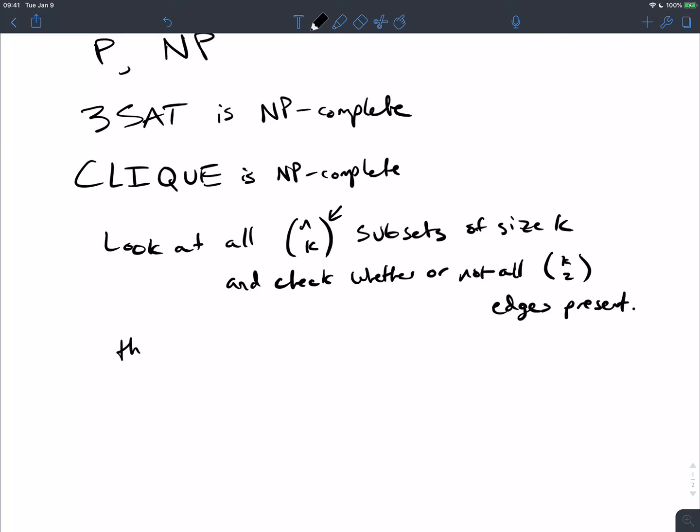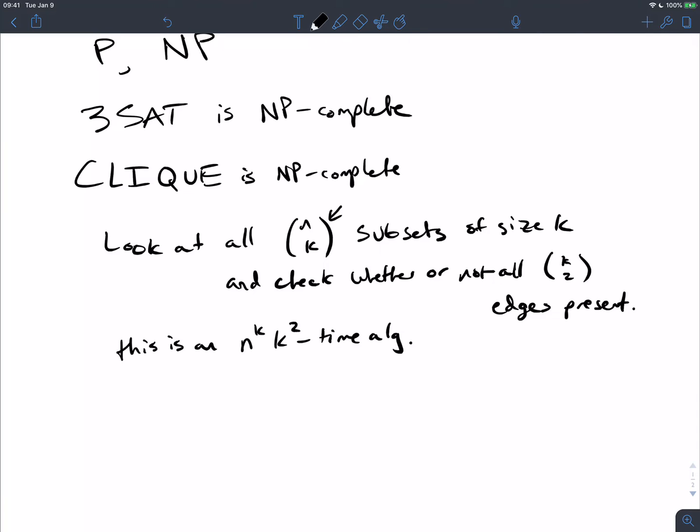So let's see. Don't quote me when I said that. Is this a polynomial time algorithm? Because I just look at every k subset, and for each one, I look at all possible edges. If all of them are there, great. If not, then I check the next subset. So I'm not taking into consideration the graph structure or anything like that, just brute force everything. But it looks polynomial to me. It's n to the k times another polynomial, so therefore it's a polynomial time algorithm.